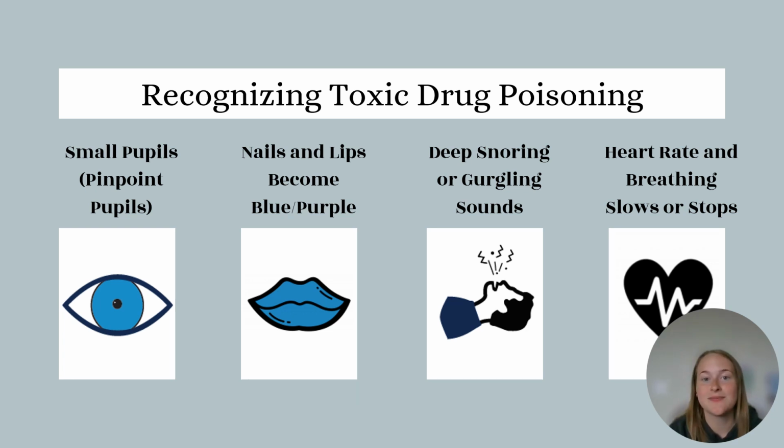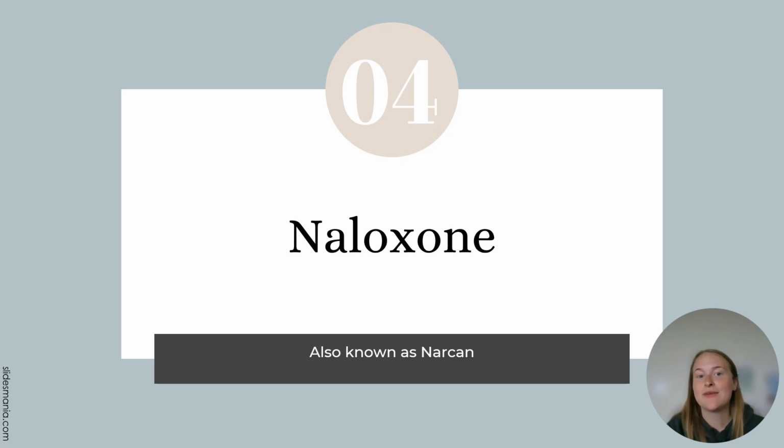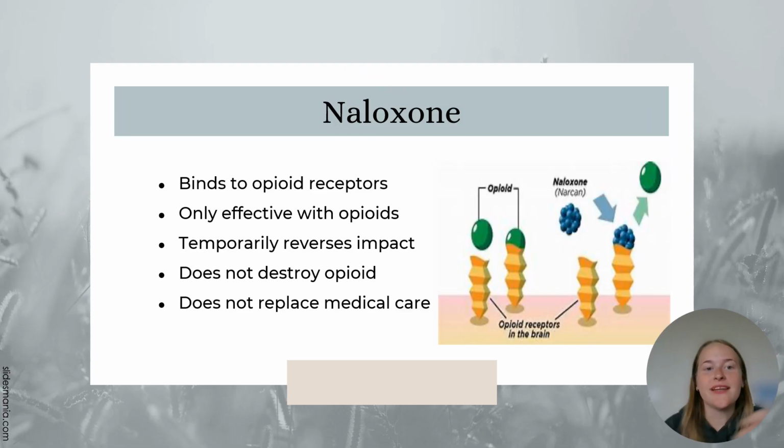With all the information we just learned, we can now look at what naloxone is and how to use it to respond to a toxic drug poisoning. What is naloxone? Naloxone is also known as Narcan, and it is a medication with life-saving potential that temporarily reverses toxic drug poisoning. But it only works to reverse the impacts of opioids, so it will not work for other drugs like stimulants or hallucinogens.